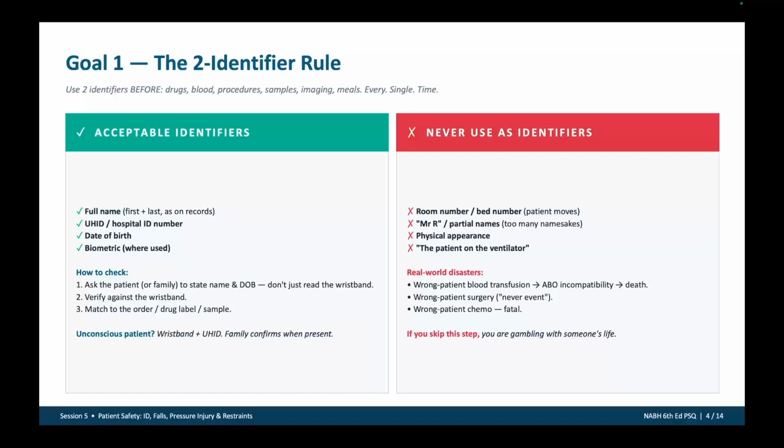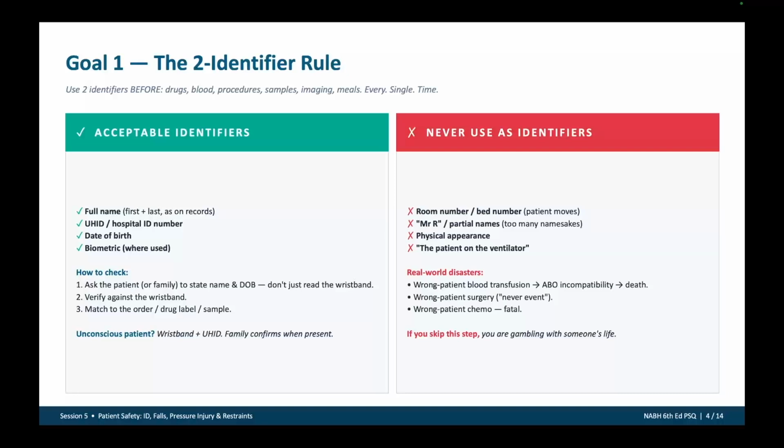How to check? Ask the patient to state name or date of birth. Don't just read the wristband. Verify against the wristband. Match to the order, drug label, sample. In an unconscious patient, check the wristband plus UHID. Family confirms when present. Never use as identifiers the room numbers, the bed numbers, Mr. R or partial names, or physical appearance, or the patient on ventilator, etc.